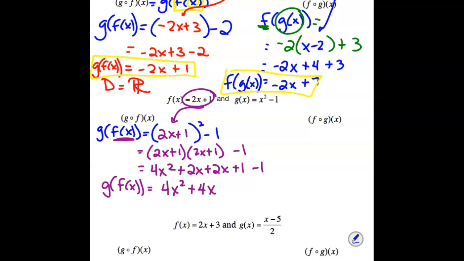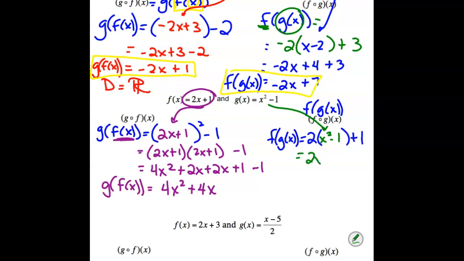All right. So we are finding f of g of x. So we're going to start with function f. Function f was 2 times something plus 1. And we are dumping function g inside of that. So we're putting x squared minus 1 inside of function f. Distributing our 2, we get 2x squared minus 2 plus that outside 1. So f of g is 2x squared minus 1.